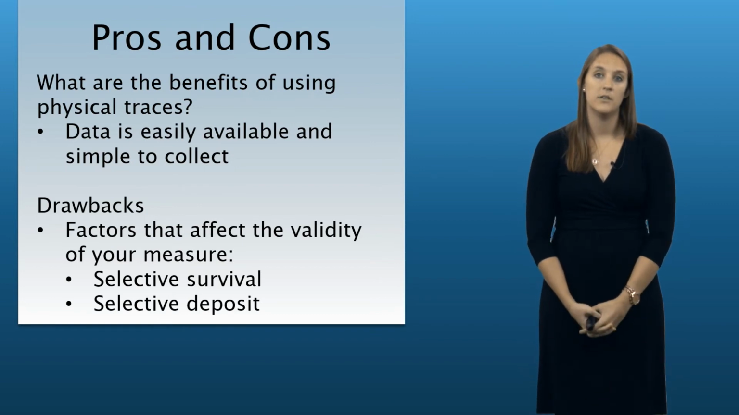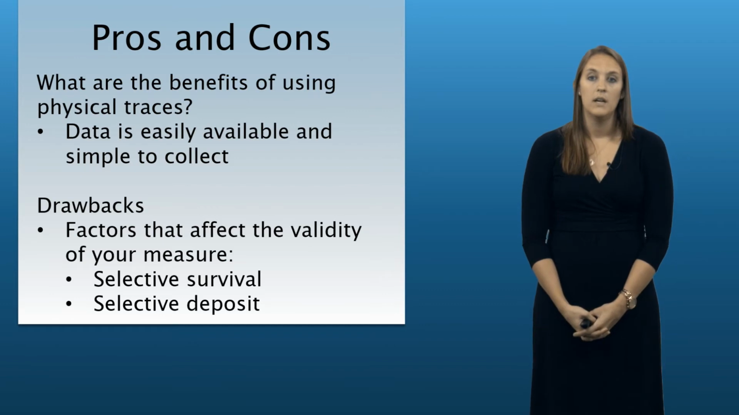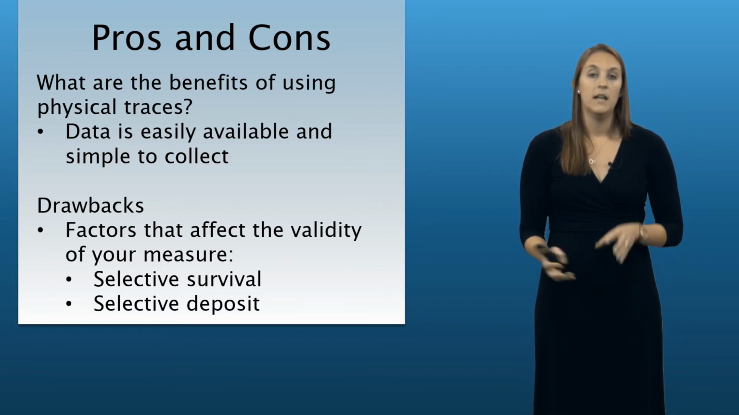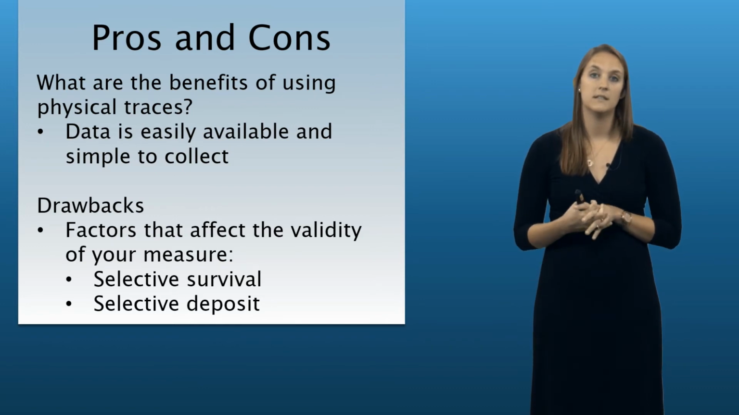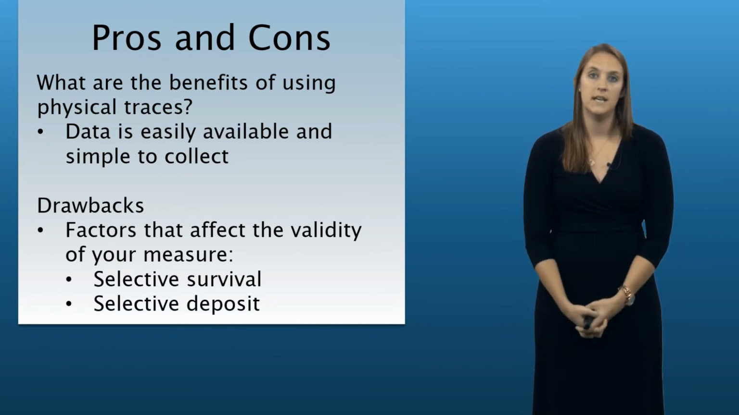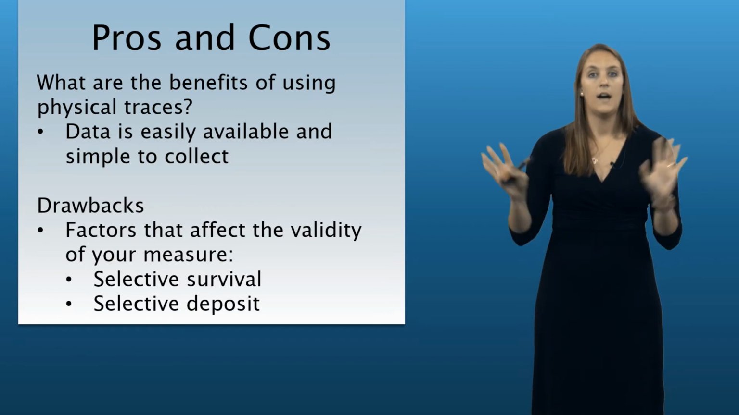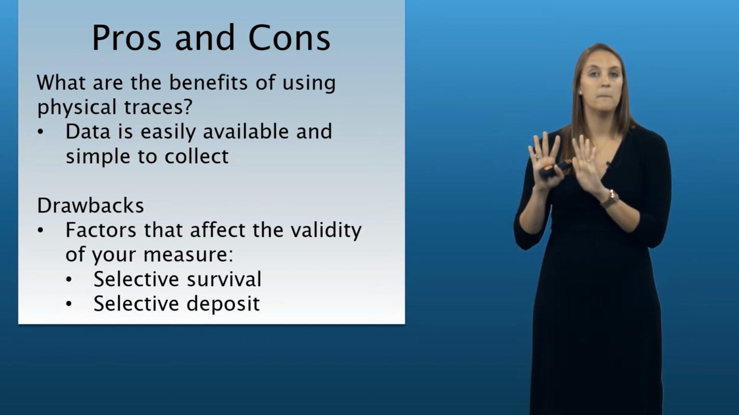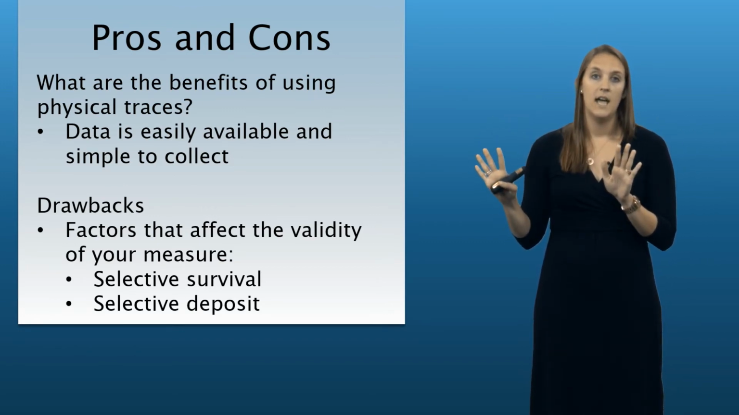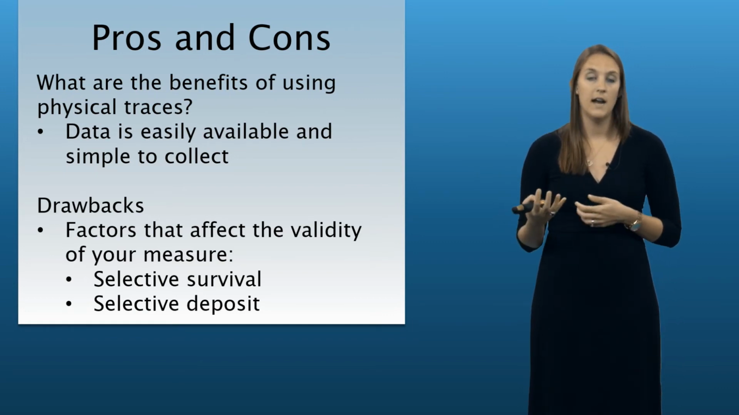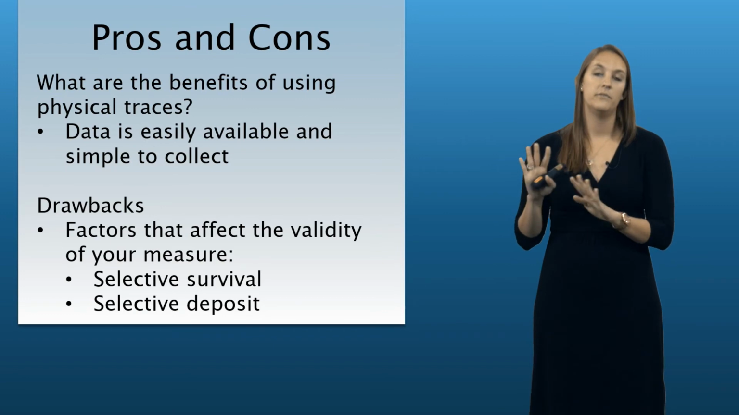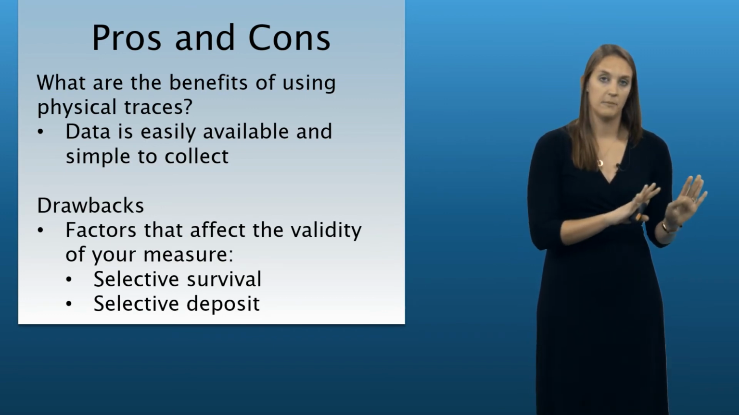Selective deposit is another really interesting example of a validity problem. So not all traces that are going to be left are equally representative. My favorite example of this is there are psychologists who have done studies at a museum where they have two paintings and they put them both behind glass. And they want to see which painting people kind of like and interact with the best by looking at how many fingerprints are on the glass of each painting.